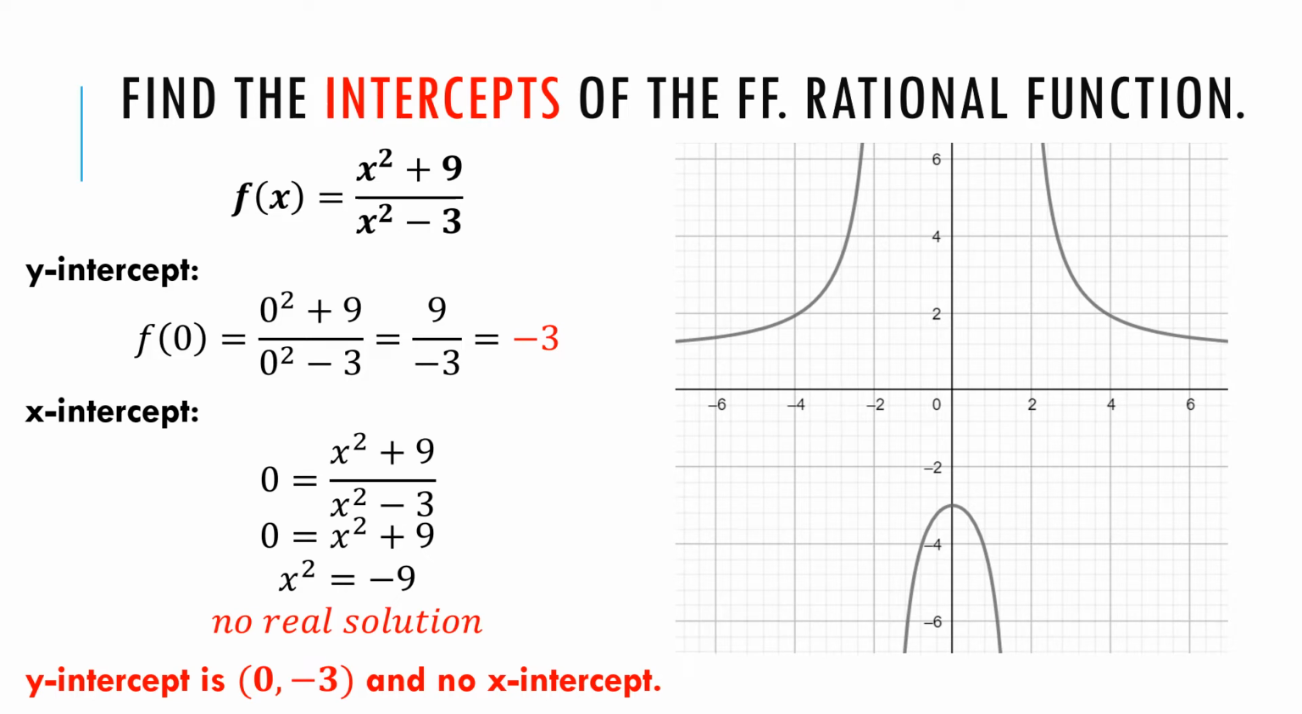Ayan, kung makikita ninyo, sa y-axis lang siya nag-cross dito. Okay, sa 0, negative 3. Pero sa x-axis, hindi talaga nag-cross ang graph. Hindi nag-cross ang graph sa x-axis. So, that means wala siyang x-intercept. Ito lang yung sagot, yung y-intercept na 0, negative 3.